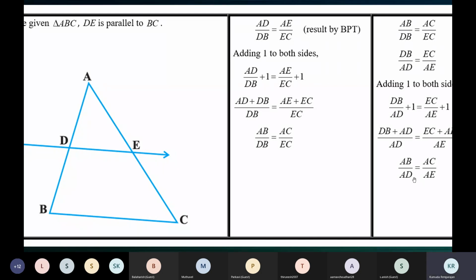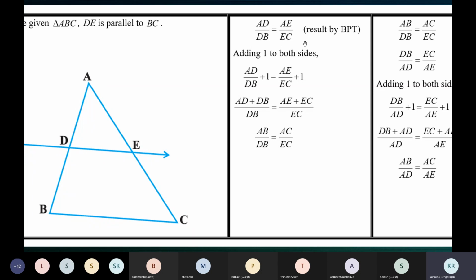Now what we observe is when we added 1 to both the sides here, the denominators are not disturbed. That's what you'll have to note. See, this is important. Please look, the numerators are disturbed. The numerators become different. The denominators remain the same.